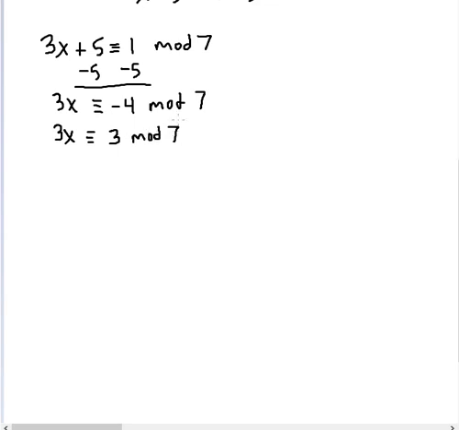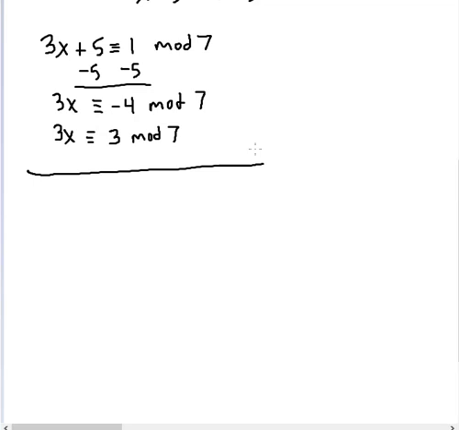mod 7. And now granted, this is kind of silly. You can probably guess what the answer is. Spoiler, it's 1. But in any case, I want to get a systematic way for doing this. If it's not easy and not obvious and you're dealing with larger numbers, how would we do this?